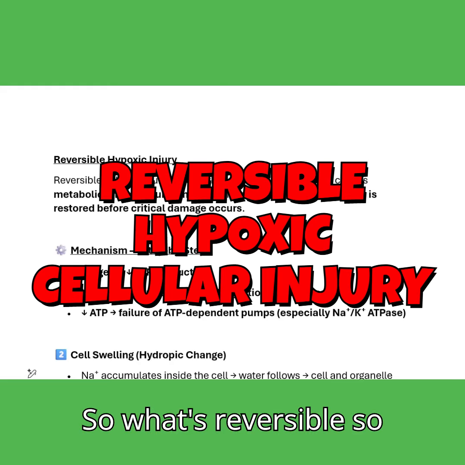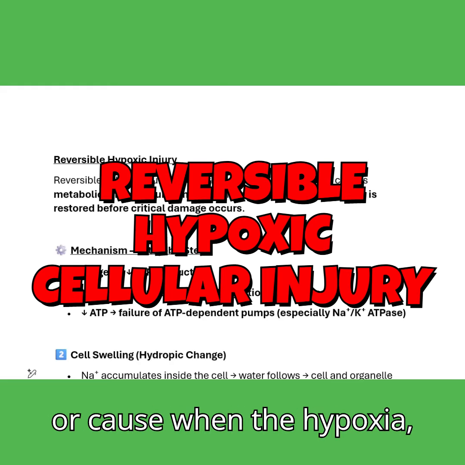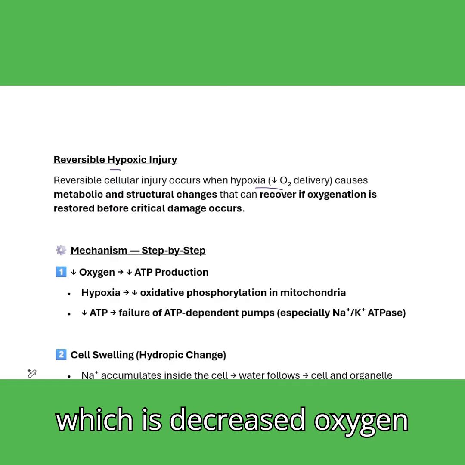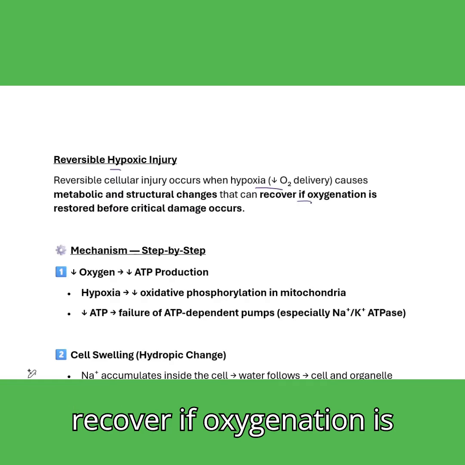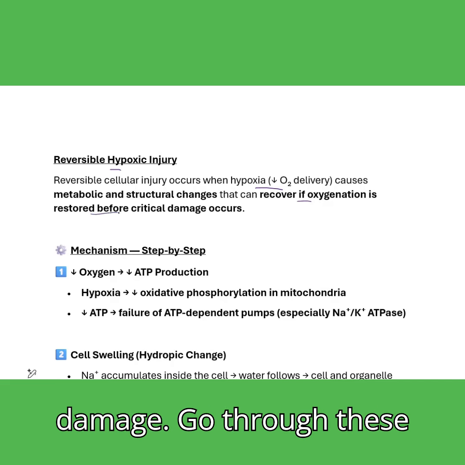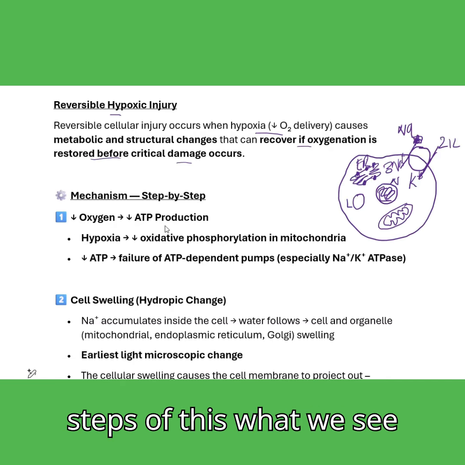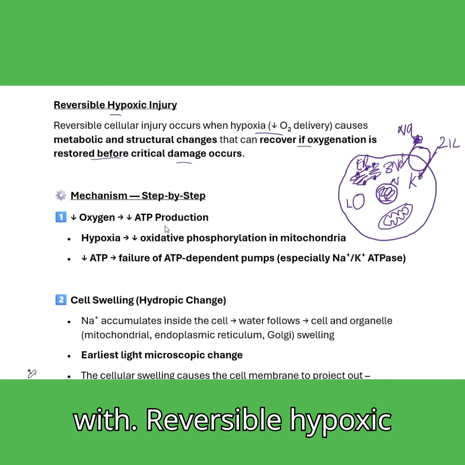So what's reversible? Reversible cellular injury occurs when hypoxia, which is decreased oxygen delivery, causes metabolic and structural changes that can recover if oxygenation is restored before critical damage. Let's go through the steps of what we see with reversible hypoxic injury.